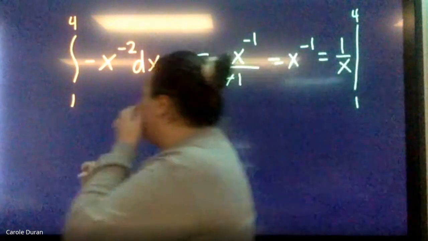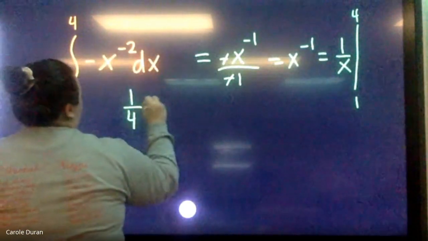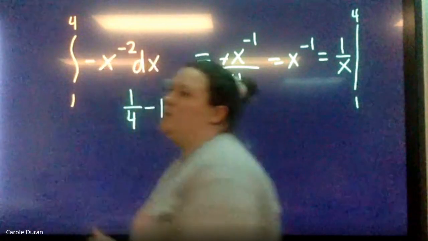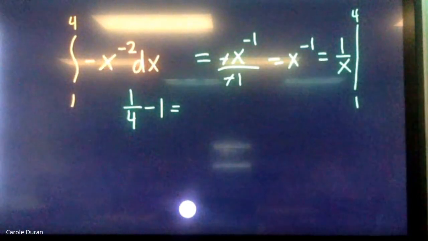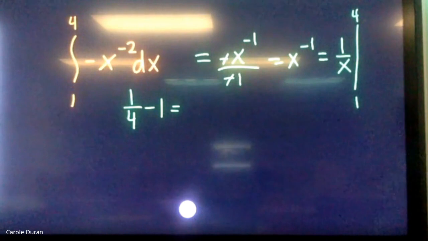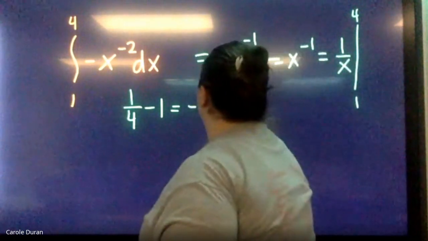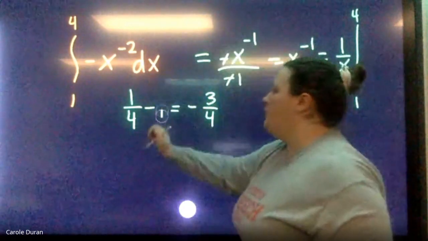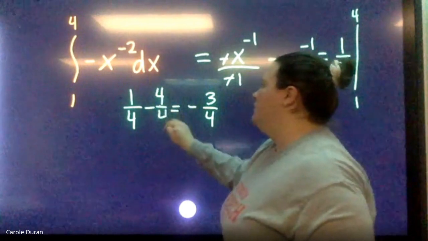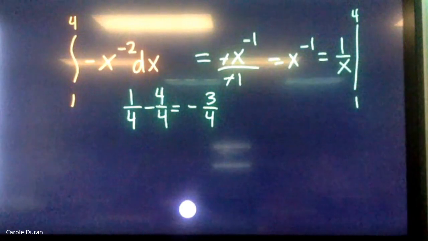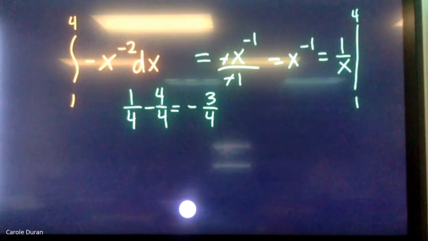So when I plug those in, I get 1 over 4 minus 1, which equals what? Negative 3/4. Well, 1 is the same as 4 over 4. 1 minus 4 is negative 3. I put 3 instead of 4. How do we feel about that?